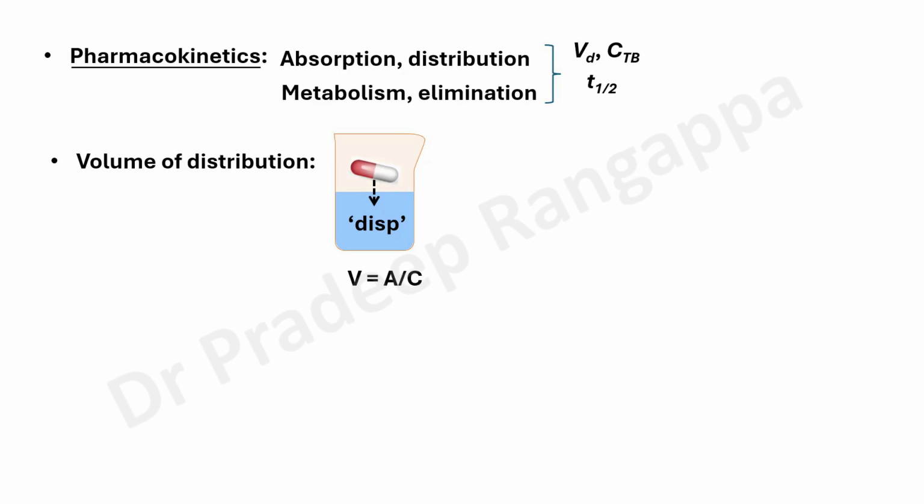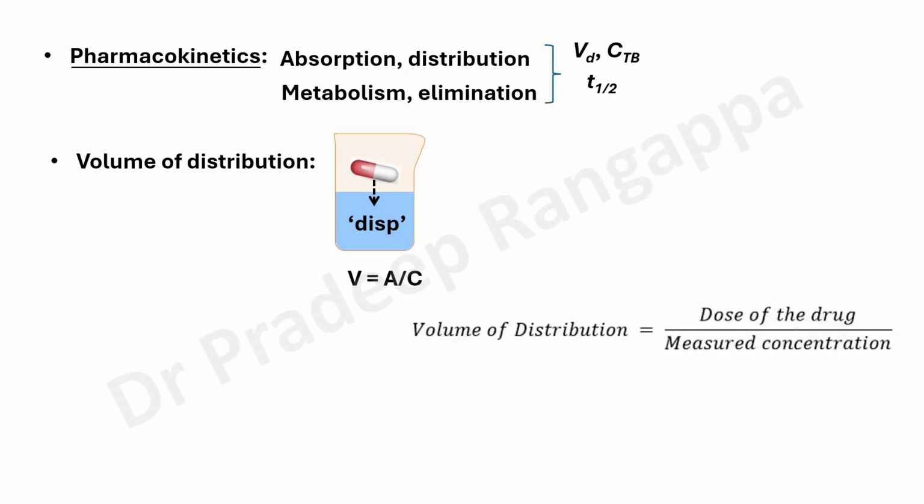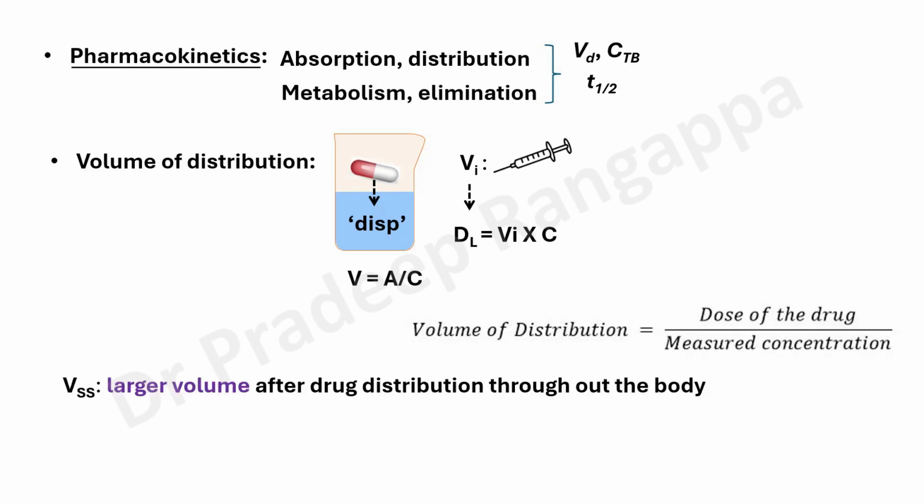So volume of distribution is the dose of the drug that is given divided by the measured concentration that it achieves in the given volume. Again, the loading dose, DL, is determined by the volume of distribution and the concentration of the drug. So these are some of the technical derivatives that you need to bear in mind. The loading dose is determined by the volume of distribution that the patient or the host has and the concentration of drug that is achieved.